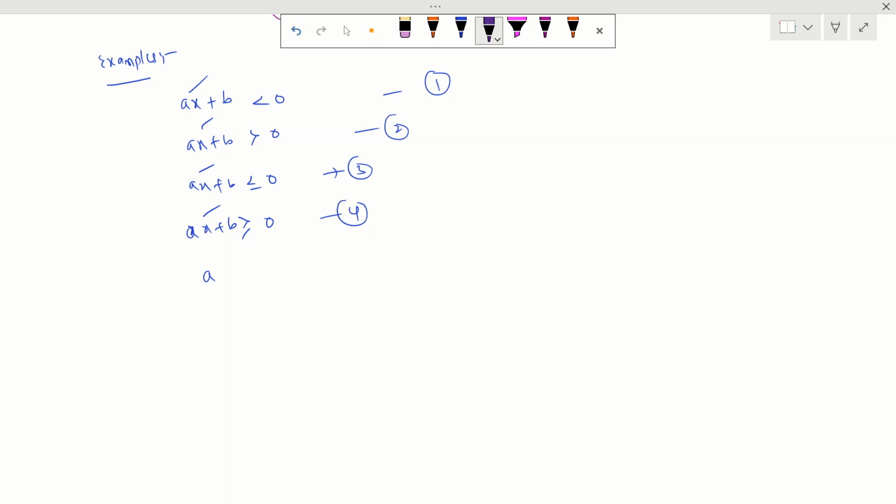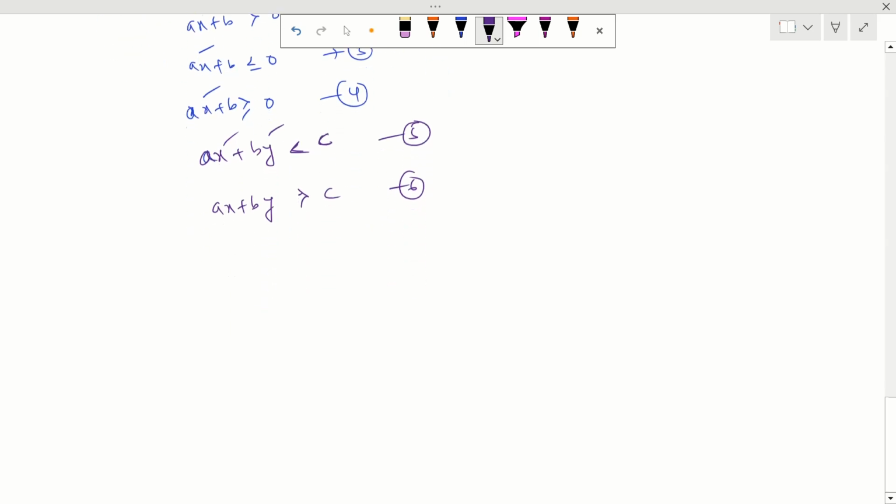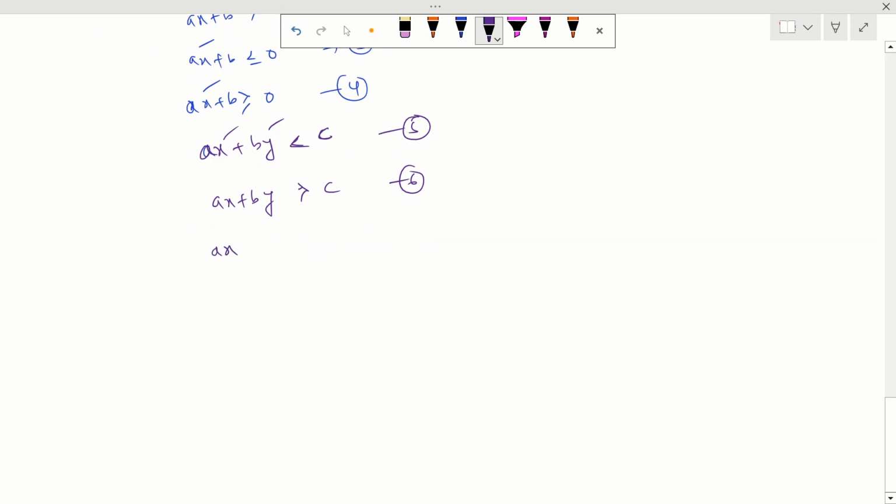And now I am writing two variables. This is ax plus by less than c, where this c is a constant. This is equation 5. And ax plus by, so two variables are there, x and y. This is also linear, and it is greater than c, equation number 6. Here ax plus by less than or equal to c, equation number 7. And ax plus by greater than or equal to c, equation number 8.